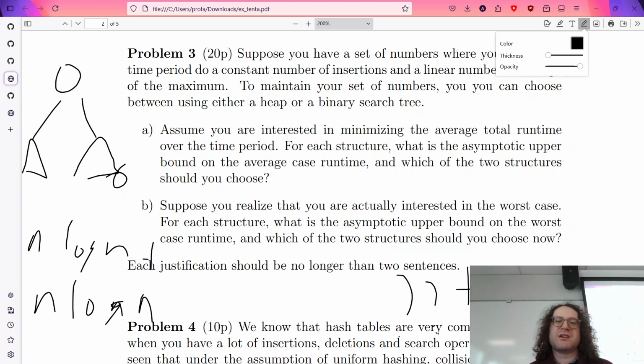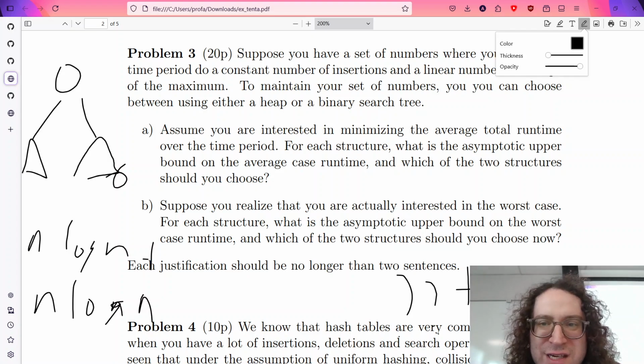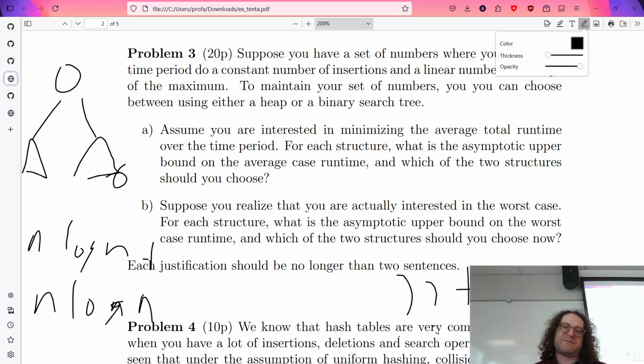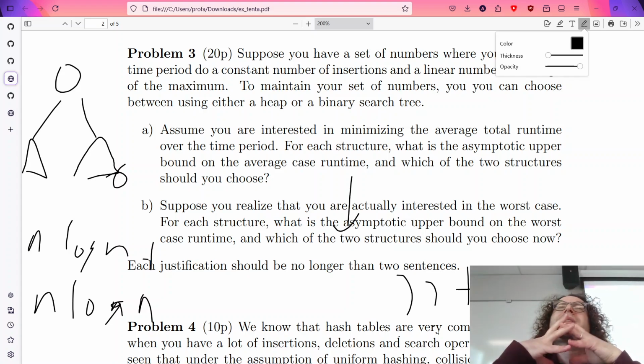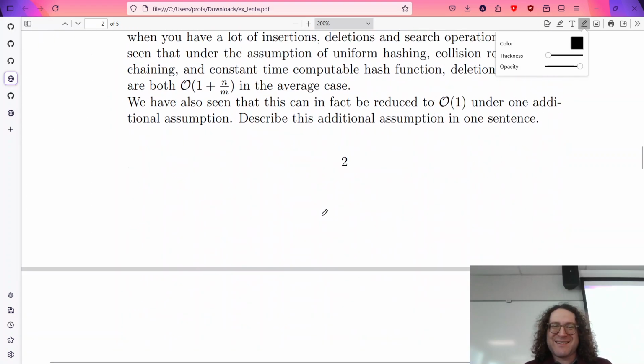For each structure, suppose you're actually interested in the average case. Yeah, I think those two things are basically the same in this case. So I answered this question, but let me think about the average case. I don't see any reason the average case would be different. And if you're watching this from the future and see a reason, please let me know in the comments.